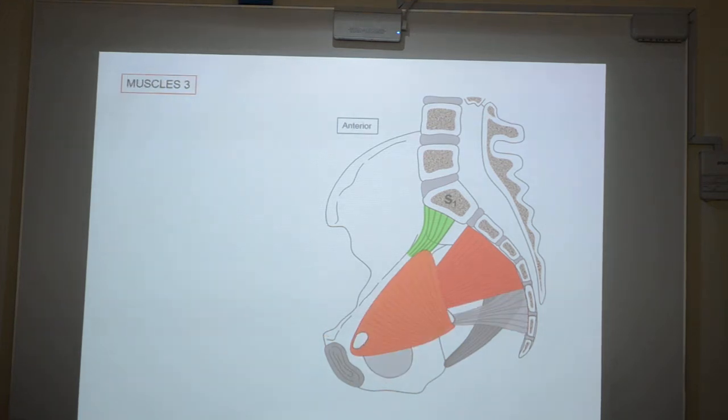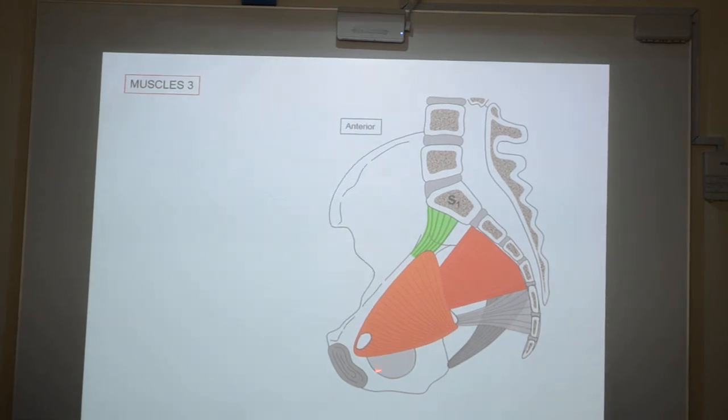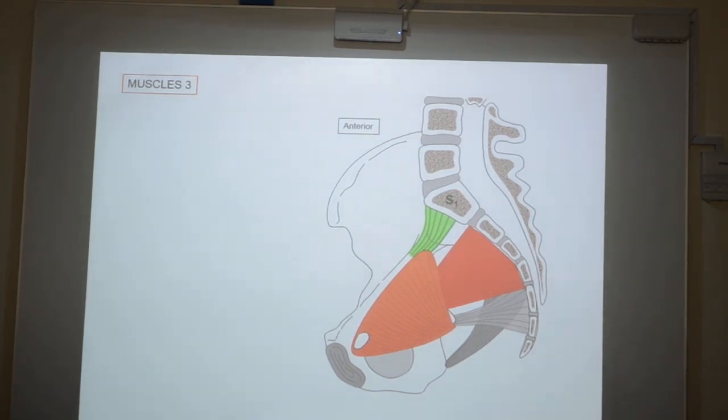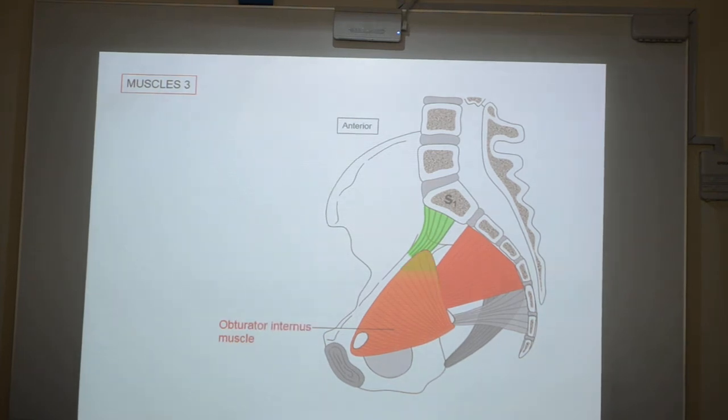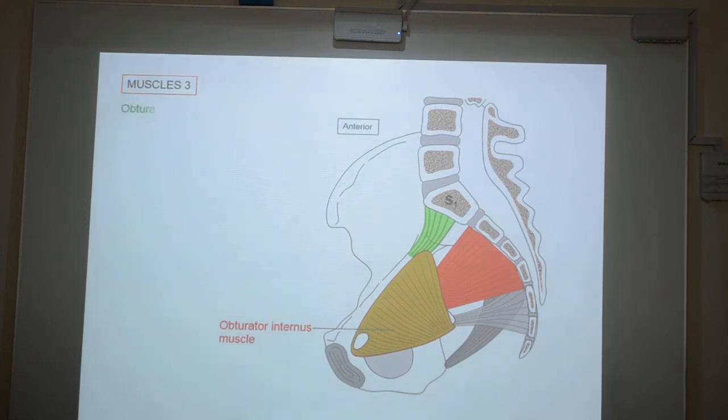Going further, now I have split it. I remove the coccygeus and I have split this muscle, obturator internus. I have cut it apart, to show you. It's covered by this fascia, and there was my thickening, the tendinous arch of levator ani.